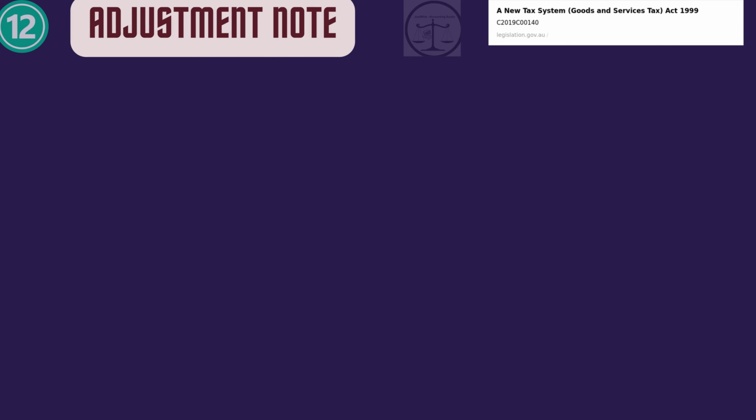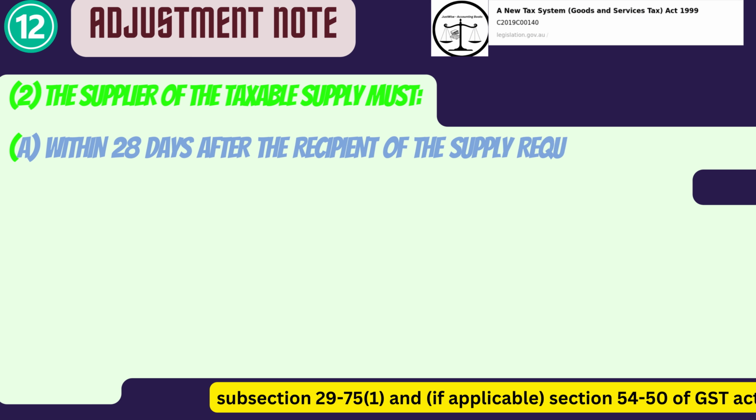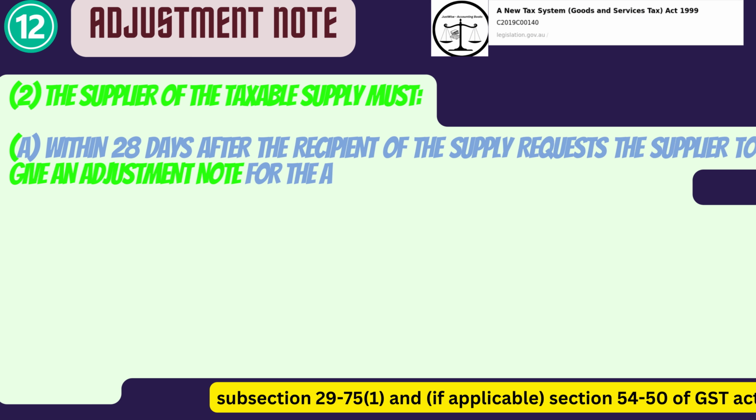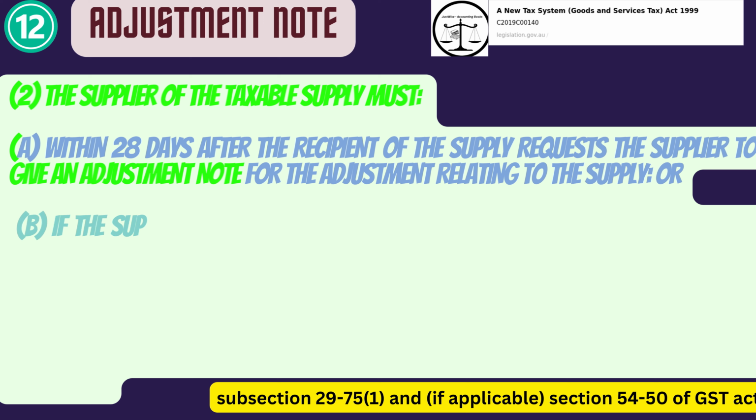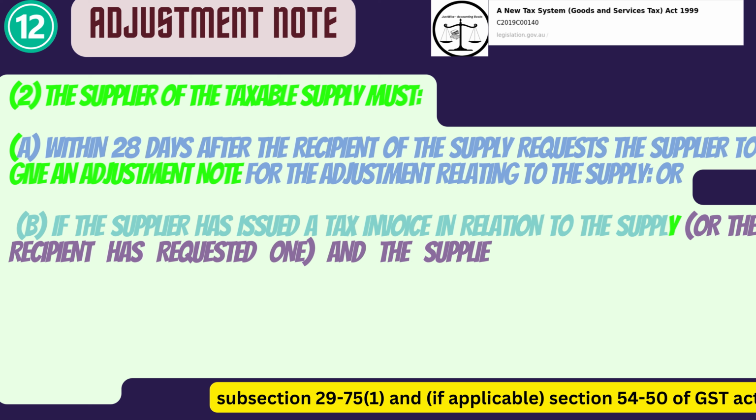2. The supplier of the taxable supply must A. Within 28 days after the recipient of the supply requests the supplier to give an adjustment note for the adjustment relating to the supply, or B.